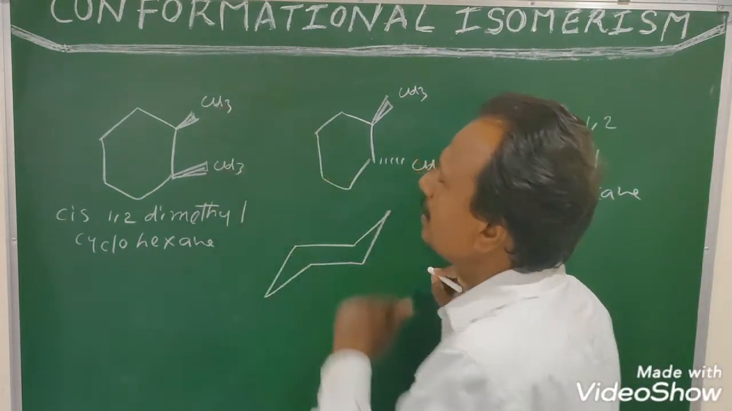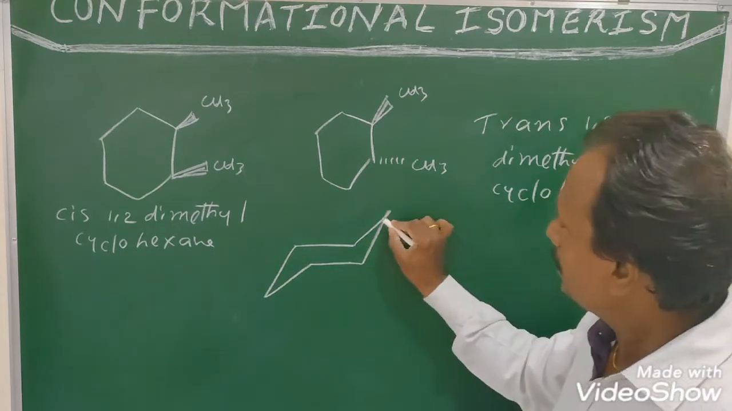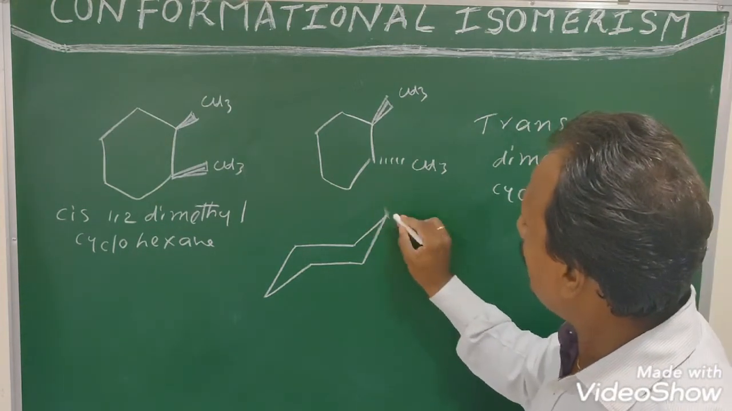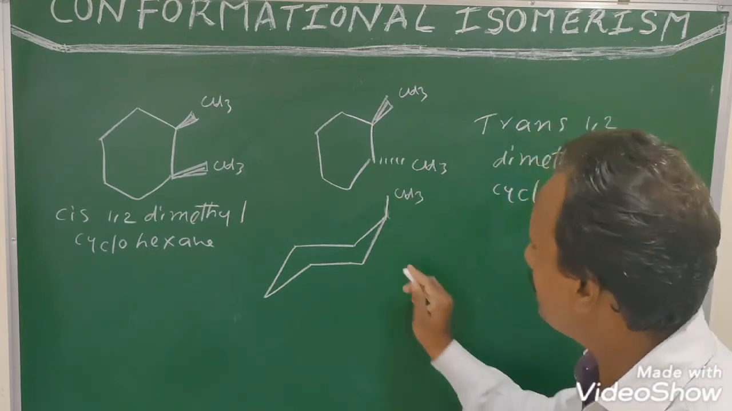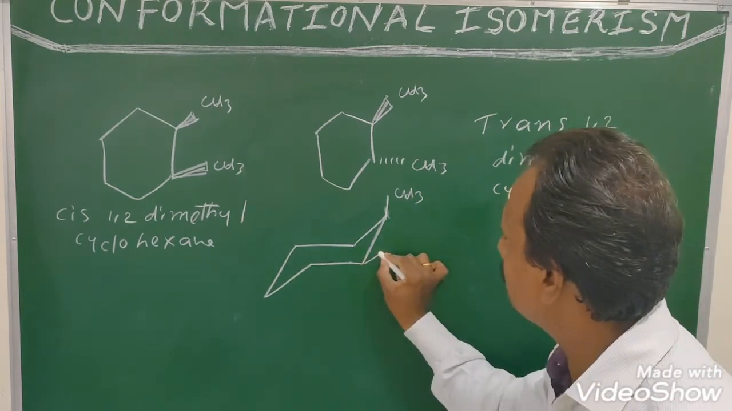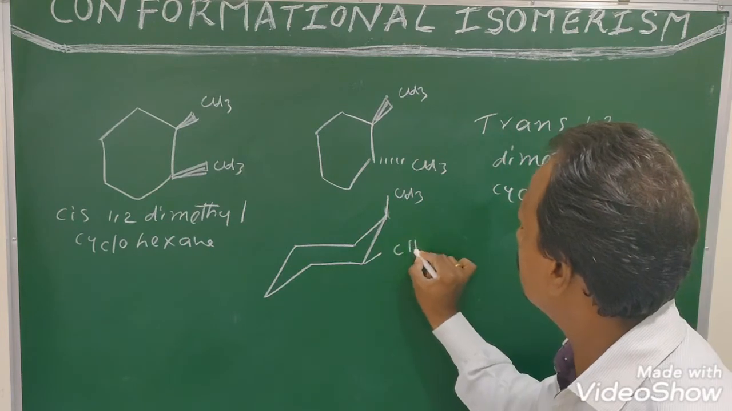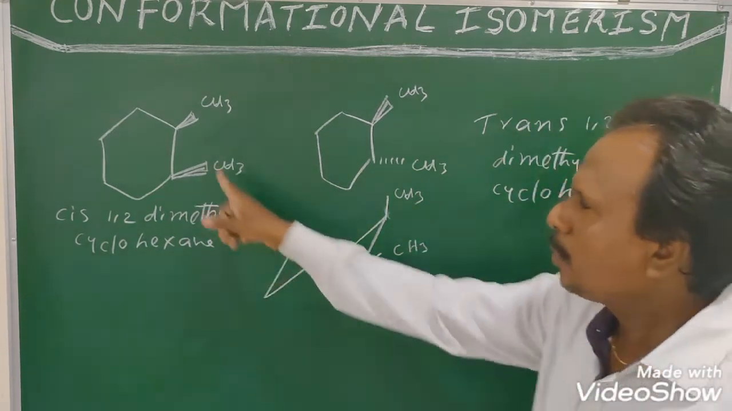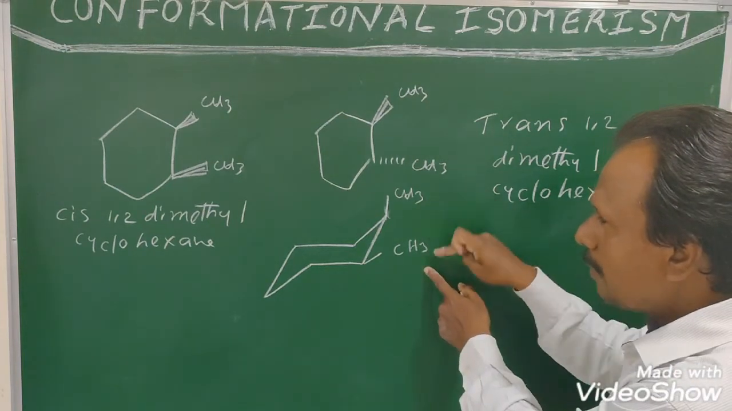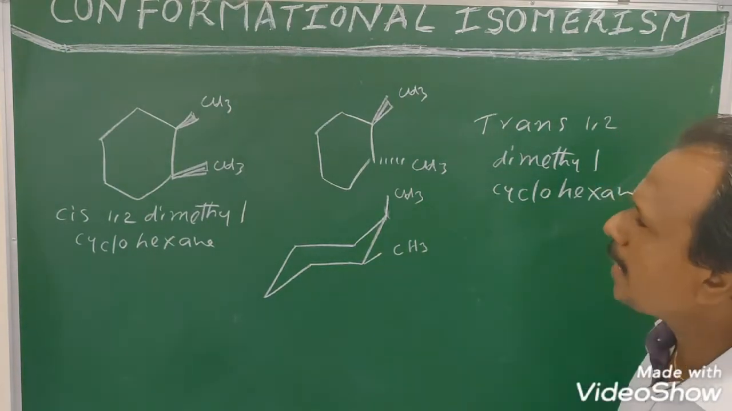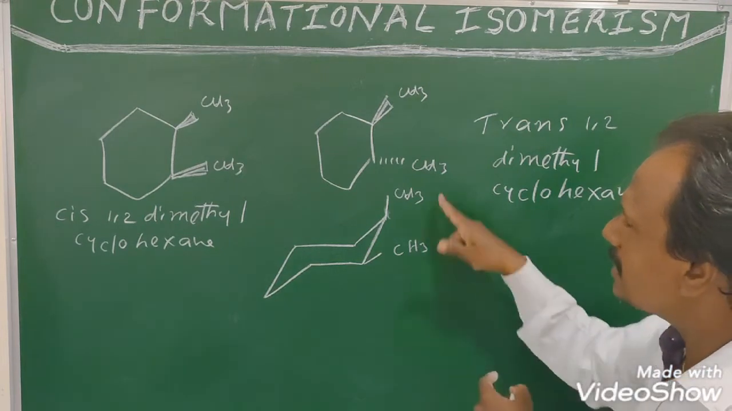Both methyl groups are in cis position. One methyl is in axial position, and the other methyl is on the second carbon. This is one chair conformation. These two methyls are in cis position. How can you identify that they are cis?